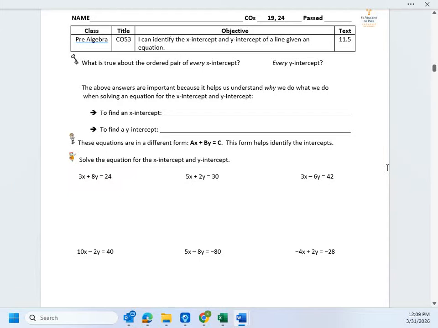Good afternoon. We are continuing on with those X and Y intercepts. Today we are doing CO53. I can identify the X-intercept and Y-intercept of a line given an equation. So instead of looking at that graph and saying, oh, it's crossing the X-axis here, that's easy to see what that ordered pair is. Now we're going to use an equation to find it.